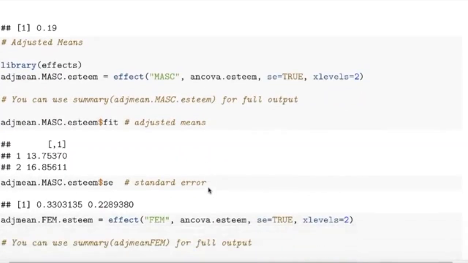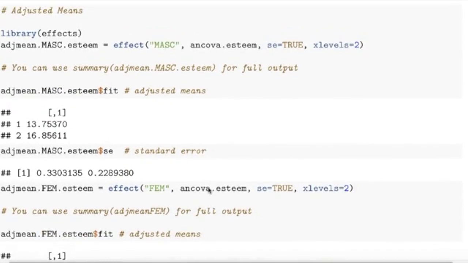The next step is going to be to find the adjusted means. So remember, our regular means would be whatever we calculate as the mean for the groups. The adjusted ones are the means that we have after we remove the variability explained by the covariate. So in this case, we need to use a function called effect. Then we tell it we want to find the adjusted means and standard error for masculinity.